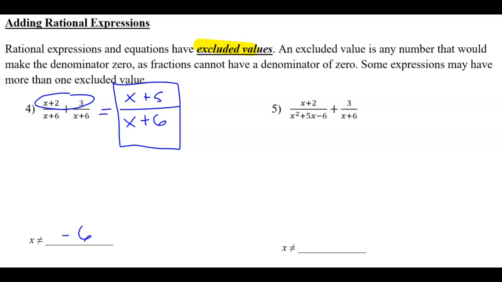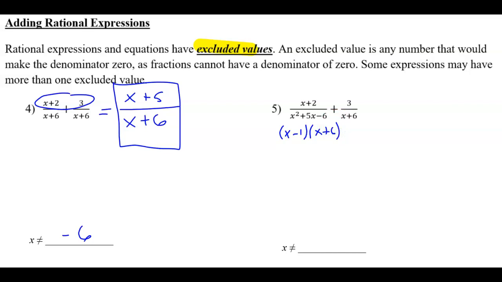Okay, on number 5, these denominators are clearly not the same, okay? But we can really only do things to fractions if we can compare factors, because everything we do is multiplying, so we need to see what's multiplied here. So the first thing you should always do is factor anything that can be factored. So on this, this would factor to x minus 1, x plus 6.